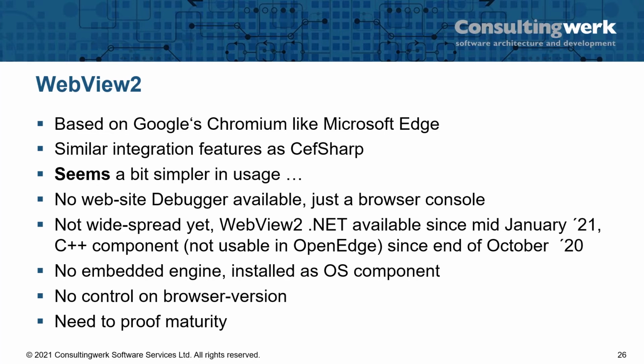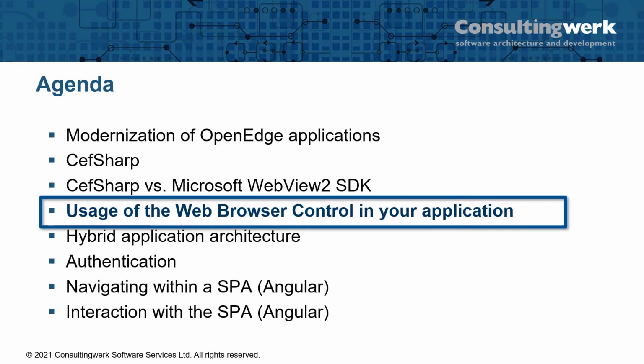One of the reasons is that WebView 2 is again an OS component. It's not the embedded browser engine. So we are afraid that by using WebView 2 instead of CefSharp, we might again be surprised overnight when a user installs a new version of the browser and suddenly we have to deal with new restrictions in the browser. That seems quite risky from our point of view. So therefore, we're probably going to stick with CefSharp.